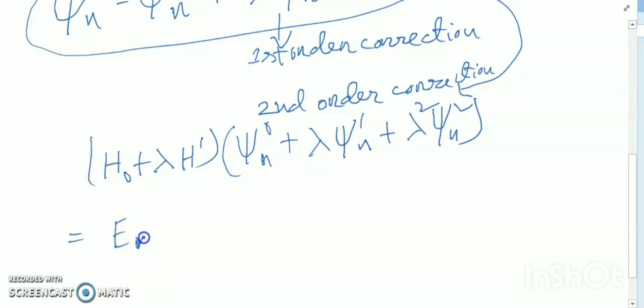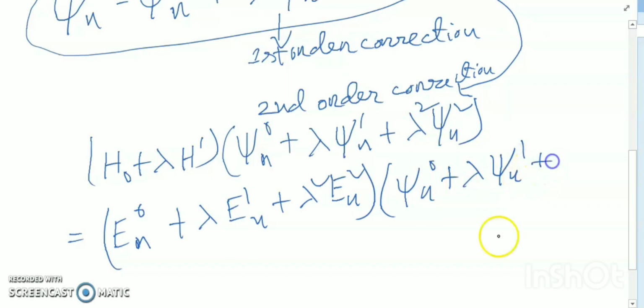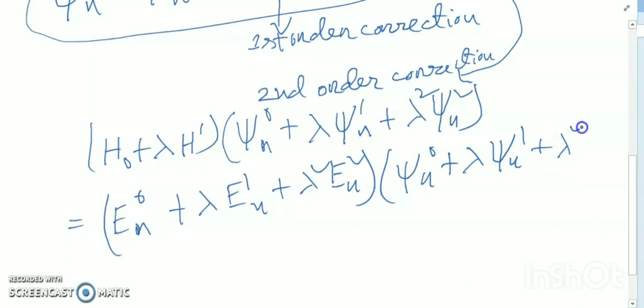Similarly we get E0n plus lambda E1n plus lambda square E2n, and psi n0 plus lambda psi n1 plus lambda square psi n2.